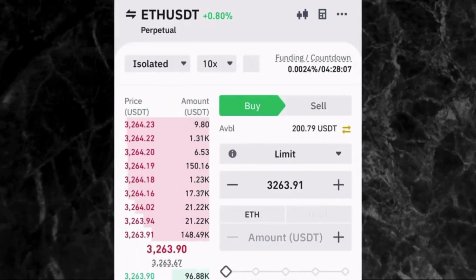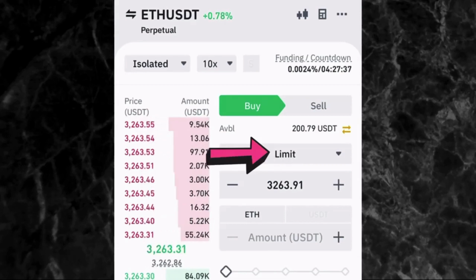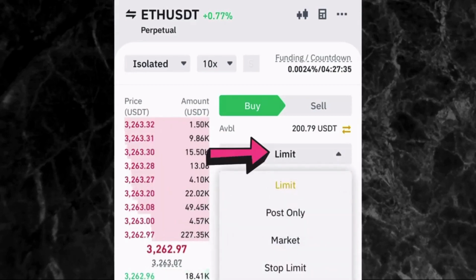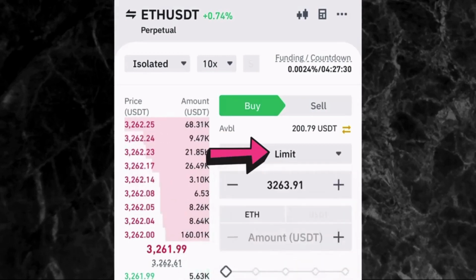So now, how can you take a trade on the futures trading page, whether you want to long or short? Now, you need to know that when you want to long, it means that you are predicting that the price will go up, and when you want to short, it means that you are predicting that the price will go down. So let's say, for example, we want to long this trade, ETH USDT. Now, if you tap on where you have limit right here, you can see you have different options: limit, post only, market, and so on. I will still explain. Now, let's say, for example, we are using limit.